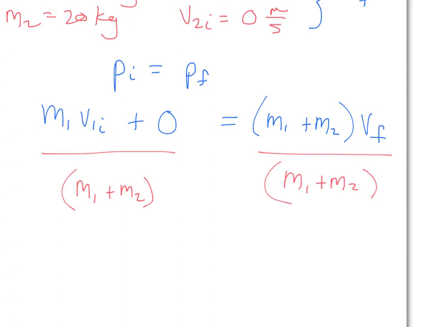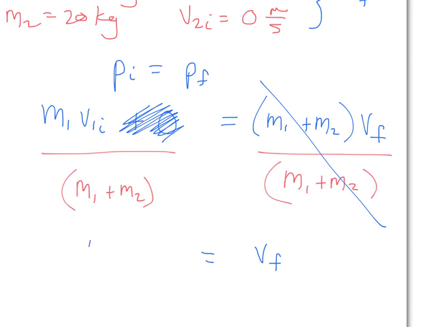The 0 has no effect on the problem, as always. We can drop that off right there, cross it out. So my result is M1 V1I over the quantity M1 plus M2. Again, you need parentheses around your denominator if you're going to type it right into your calculator. I can't emphasize that enough. It happens all the time. I keep seeing it on your tests.